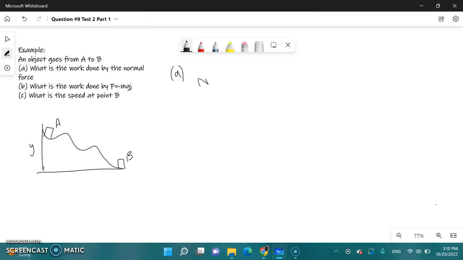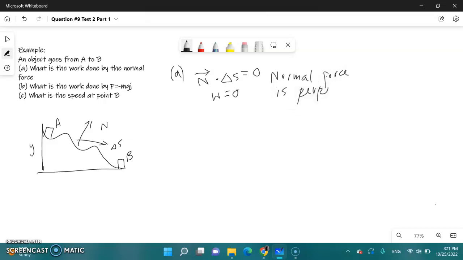Since the normal force times the displacement is going to equal 0, since we know that the normal force goes in this direction and the displacement is in this direction, they are perpendicular to each other. This means that the work will equal 0, since the normal force is ultimately perpendicular. So there is no work done by the normal force.